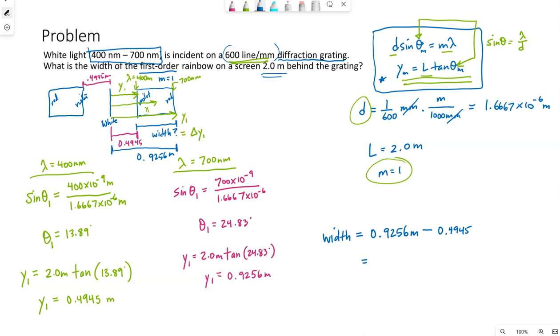And then writing this in two significant figures, I'm getting 0.43 meters, which of course, if we wanted to, we could write as 43 centimeters. So that rainbow on the screen on either side would have a width of 43 centimeters. That's what this represents.